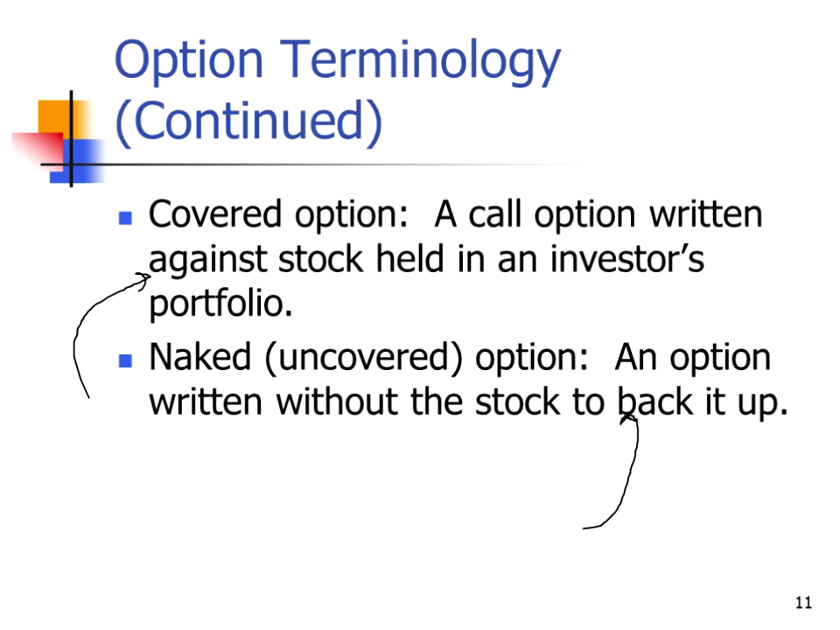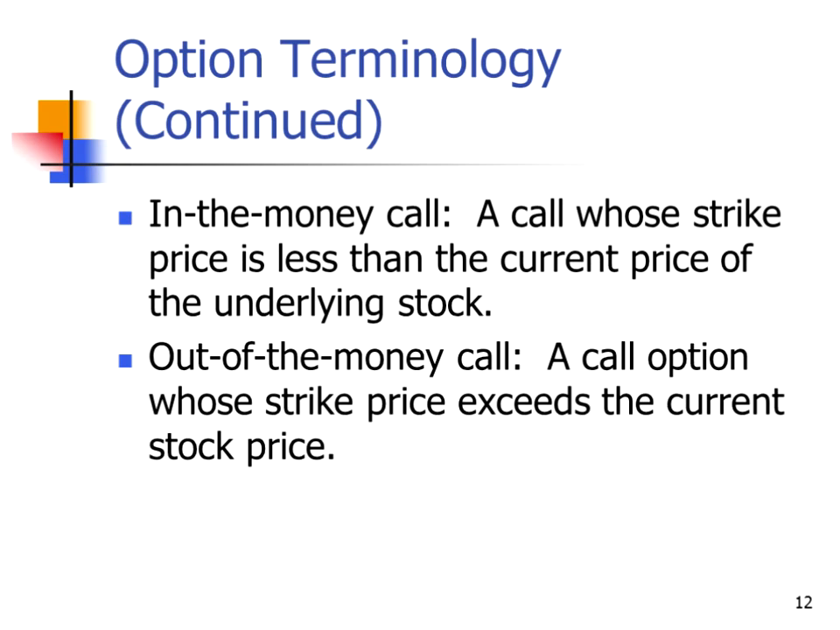A naked or uncovered option is an option written without the stock to back it up, and this is done mostly for speculative reasons. That is to engage in the market as a speculator, to make money from buying or selling of options. But the first one is normally done for hedging purposes, that is to protect your portfolio investment.